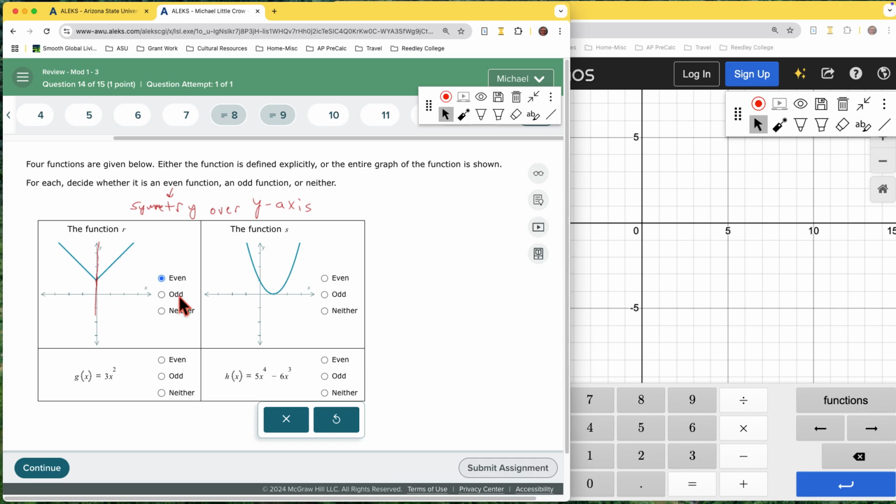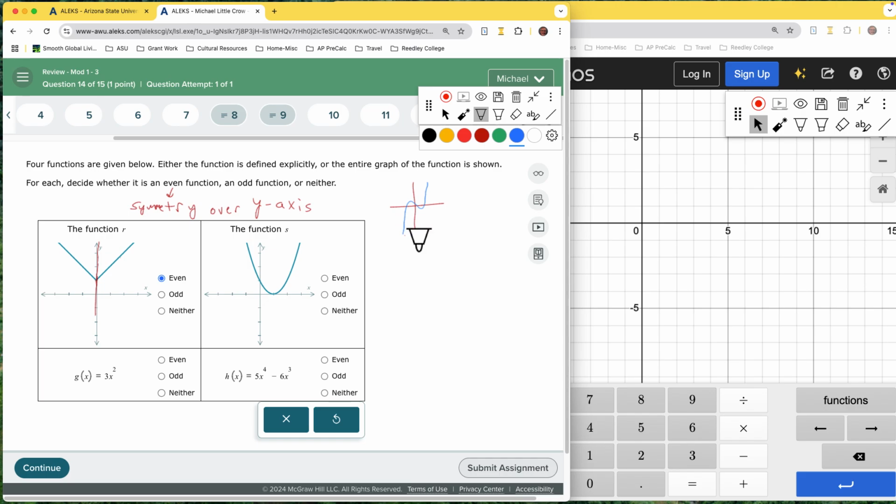If it didn't have this, and we'd look at odd, an odd symmetry is going to be symmetric about the origin. And so a typical one is something like an x cubed, which would look something like this, maybe. We're going to see that would be an odd function. And I don't think we're going to get one here, but this would be an odd function.